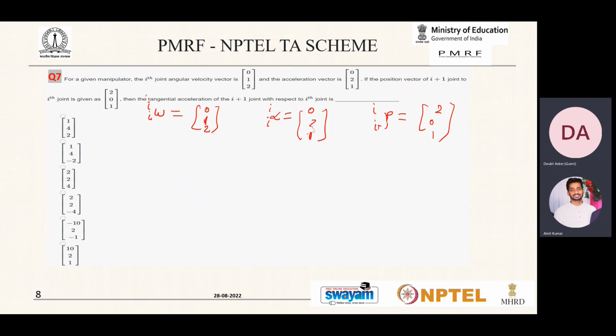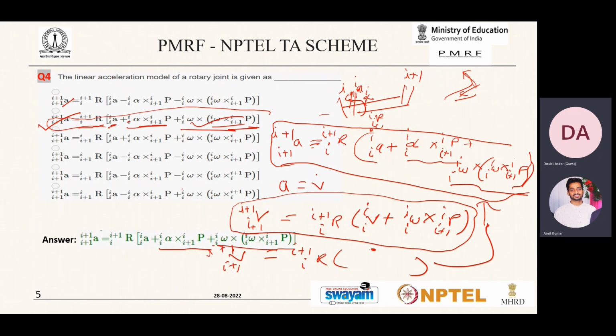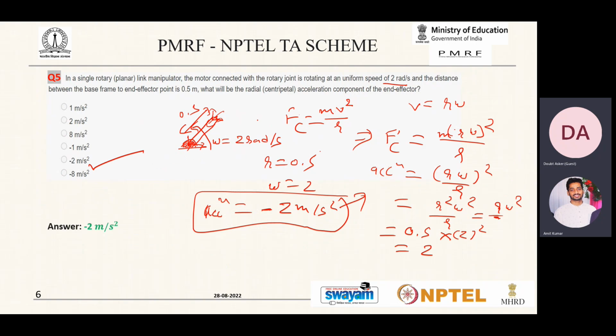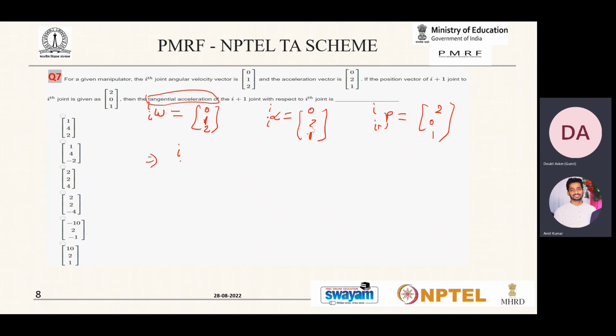Now it's asking for tangential acceleration. So what is tangential acceleration? Earlier in this question, we have got an equation for linear acceleration, and this part is tangential, and this is nothing but radial. So they are asking for tangential. So let me again write that equation, and then we can solve it.